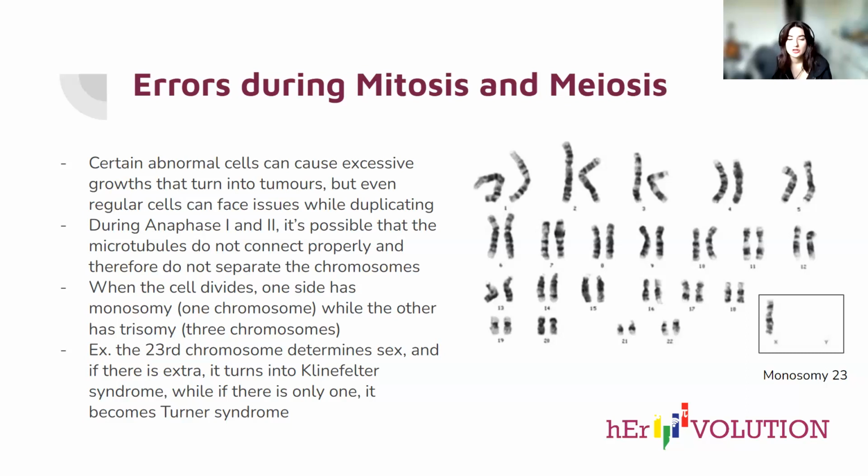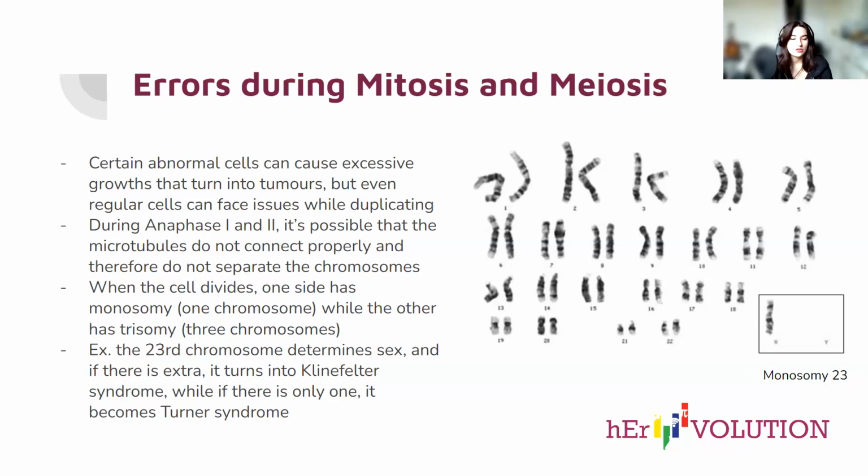So during anaphase 1 and 2, anaphase 1 is during mitosis, and anaphase 2 is only relevant in meiosis, but meiosis has both. It's possible that the microtubules don't properly connect to the parts of the cell, so it won't separate into chromosomes. So when the cell divides, one side has monosomy, another one has trisomy. So there's one chromosome and three chromosomes. And if this happens, then the chromosome number will be off in the future offspring of that cell, meaning that it can cause different issues in humans, especially.